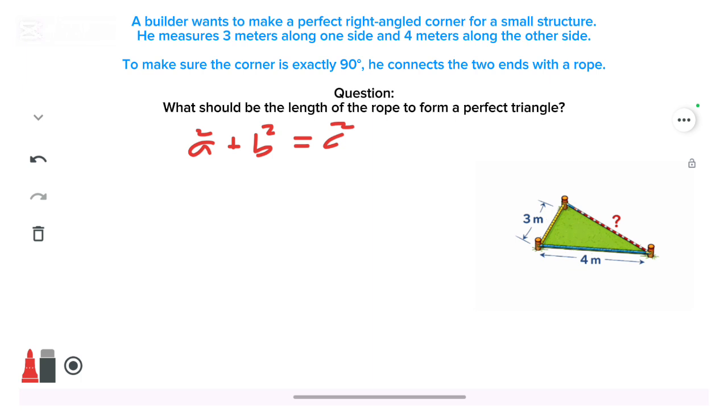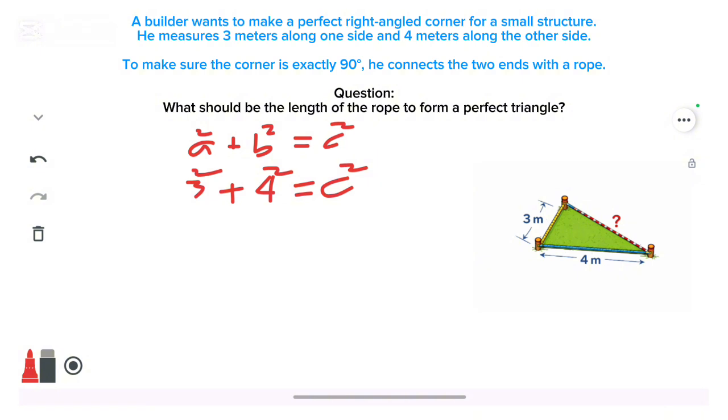Alright, so here we have the measurements given. We have 4 meters and 3 meters on the other side. So we are going to use these measurements and substitute them into the given Pythagorean equation. So we have a squared, which is 3 squared, plus b squared, which is 4 squared, is equal to c squared.